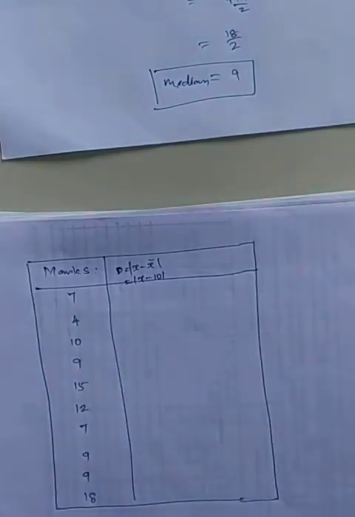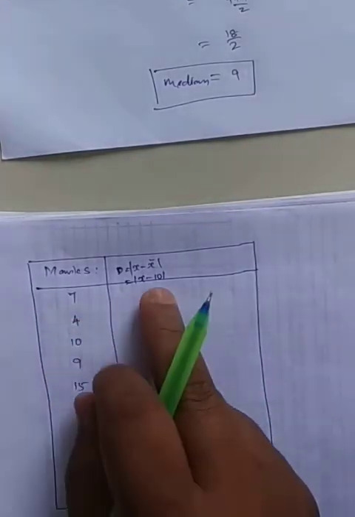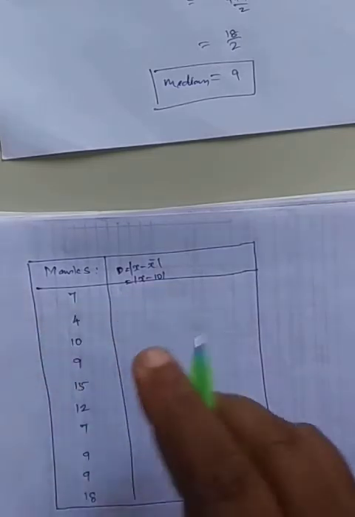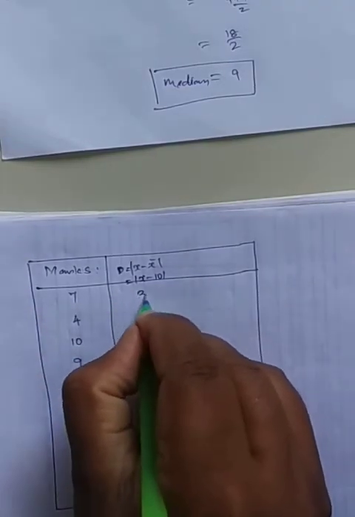Now you can calculate here. So what are we getting? 7 minus 10. For here, 7 minus 10. Now what will come? Minus 3. Mod is there, that's why it's plus 3.